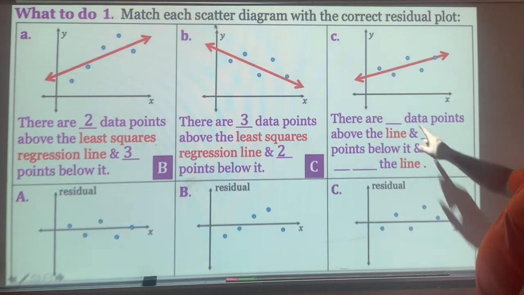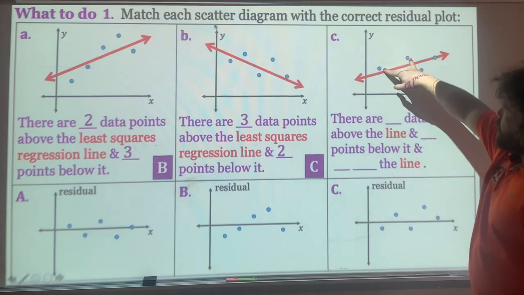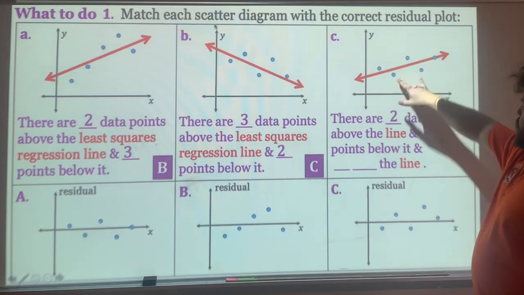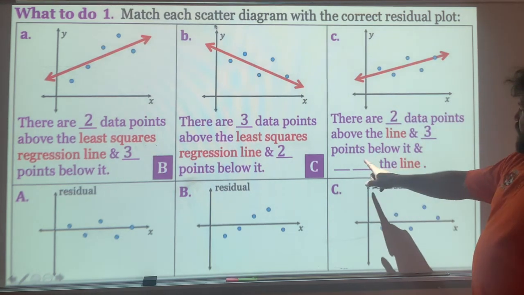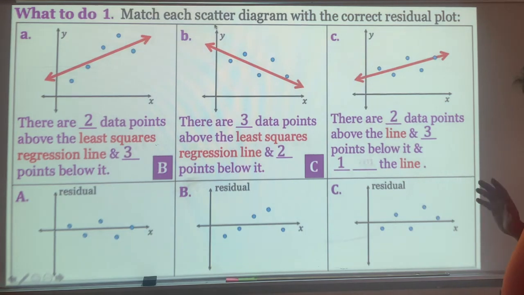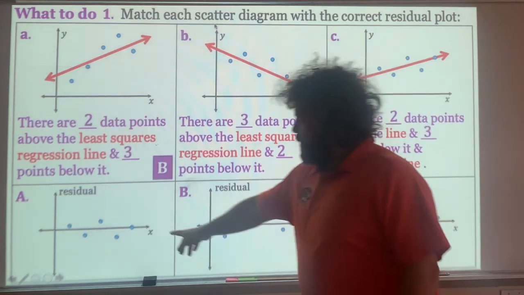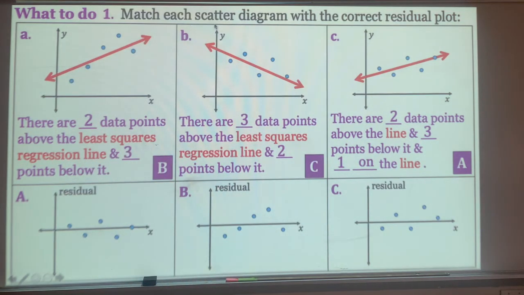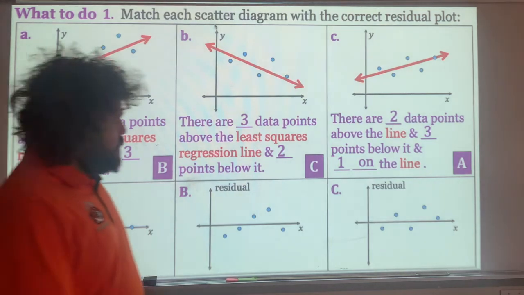Finally, little c, there are how many data points above the line? 2. How many data points below the line? 2. And 1 point where? On the line. And that would be the matching plot. So that is how to match up data points to residuals.